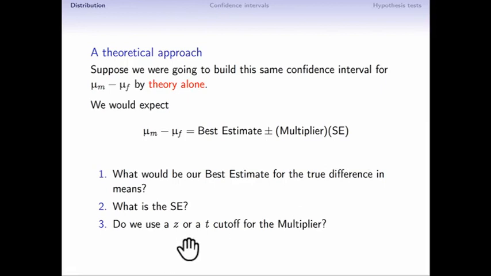And do we use a z or a t cutoff for the multiplier? It turns out this is more like a single mean in this case. It's going to be a t distribution. So we're back to a t distribution, helping us form that multiplier or that cutoff value. All right, we'll get to that in just a second.